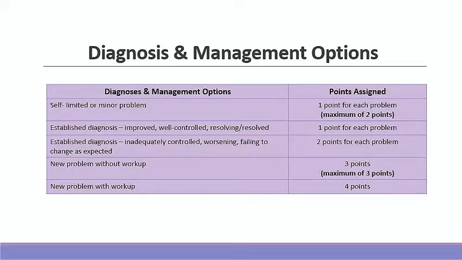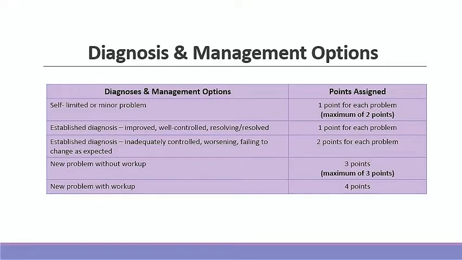The Marshfield tool assigns a certain number of points to the types and statuses of the problems that are being addressed. Self-limited or minor problems are assigned 1 point for each problem with a maximum of 2 points. These are generally thought of as problems that would resolve on their own without seeking any medical attention. Established diagnoses that are improved, well-controlled, or resolving are worth 1 point for each problem. Established problems that are inadequately controlled, worsening, or failing to change as expected are worth 2 points for each problem.